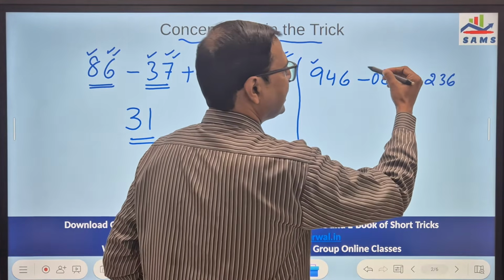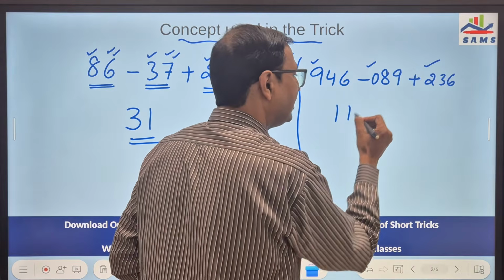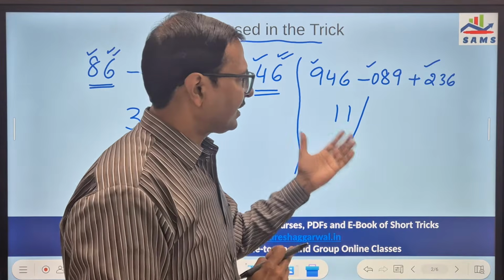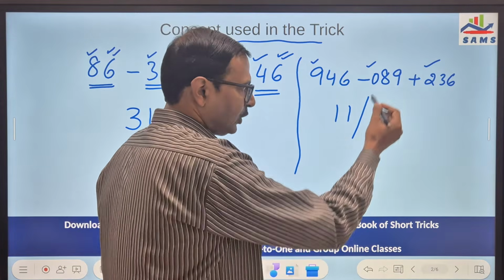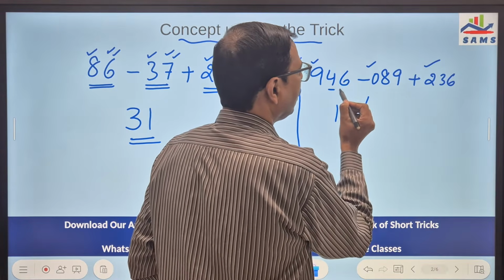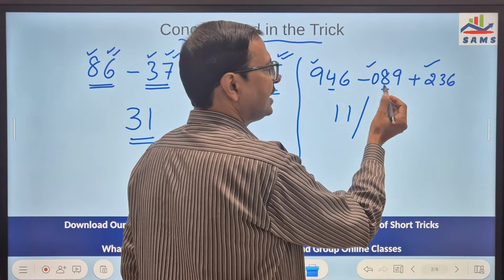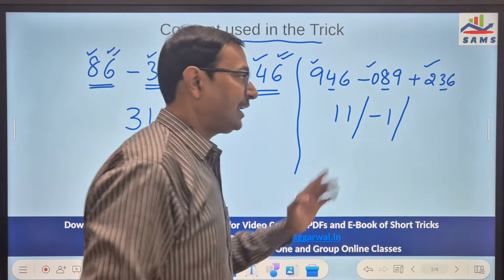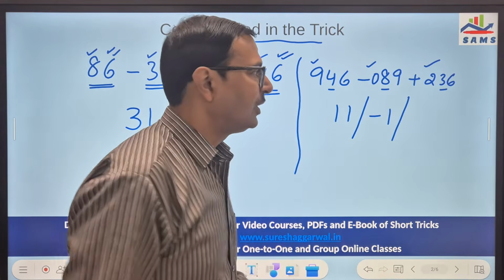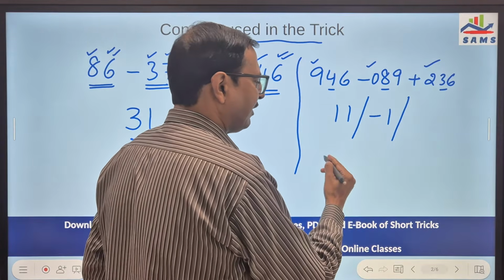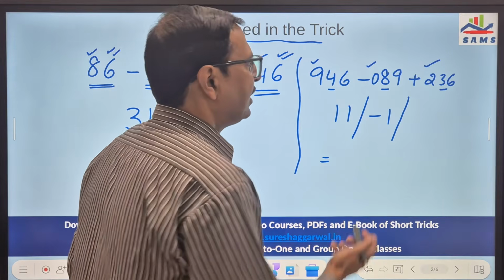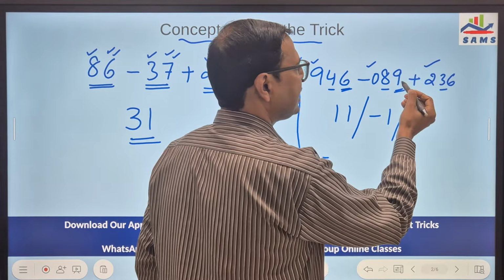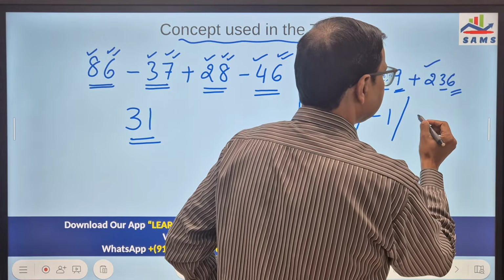First digit, 9 minus 0 is 9, 9 plus 2 is 11. So I get a double digit number, and that doesn't scare me actually. 11, I can write it as 11 only, and then put a slash. Second digits, 4 minus 8. 4 minus 8 is minus 4. Minus 4 plus 3 is minus 1. See, I am getting negative numbers also and 2-digit numbers also. I'll have one more step and then I'll get to my answer. Let's see the last digit first. Here we have 6 minus 9 is minus 3. Minus 3 plus 6 is 3.